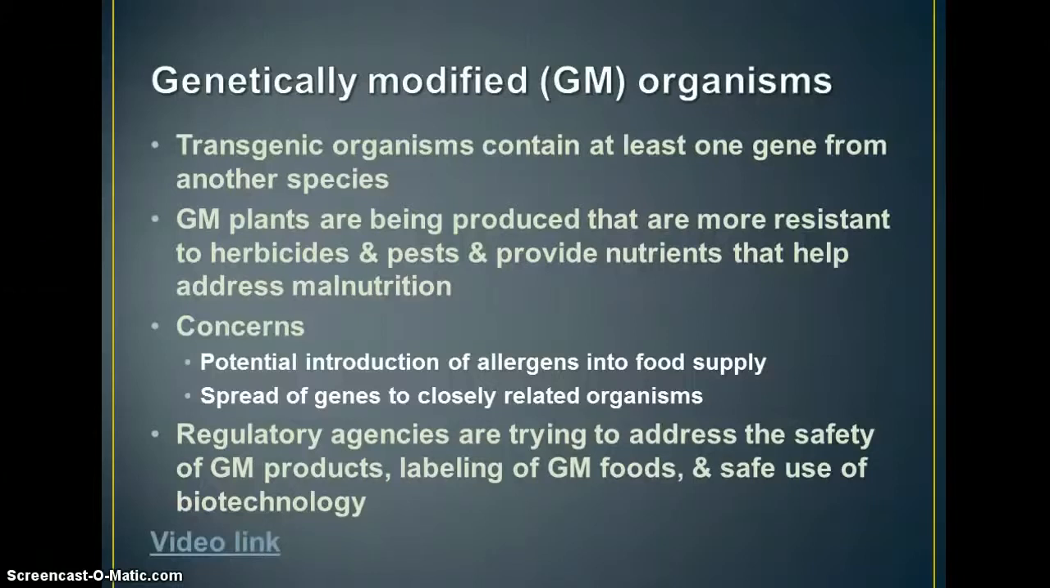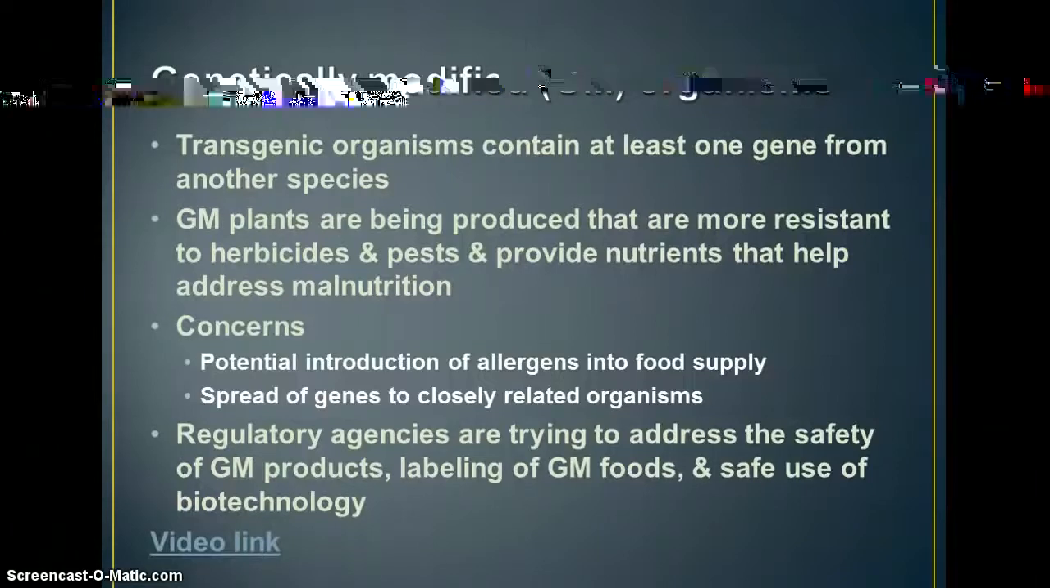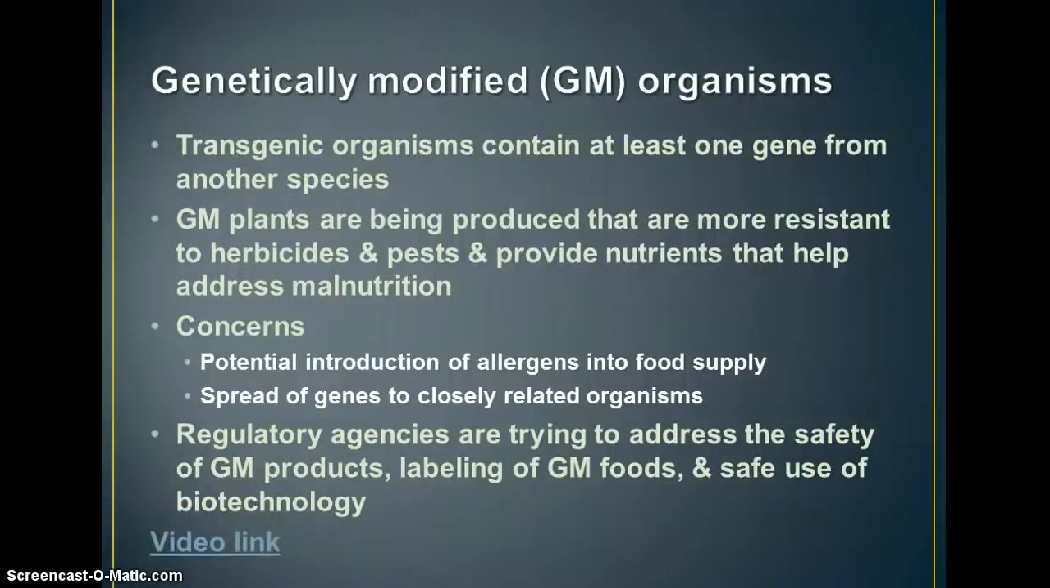Now, there are concerns about genetically modified organisms. Part of it has to do with the concern that you might accidentally introduce some allergens into the food supply that could cause major problems for people that have numerous specific food allergies. Another concern is the spread of genes to closely related organisms. If you have a gene in a plant that makes it resistant to pesticides, and that gene gets into a different plant that's maybe a weed, it might be difficult to get rid of those weeds.